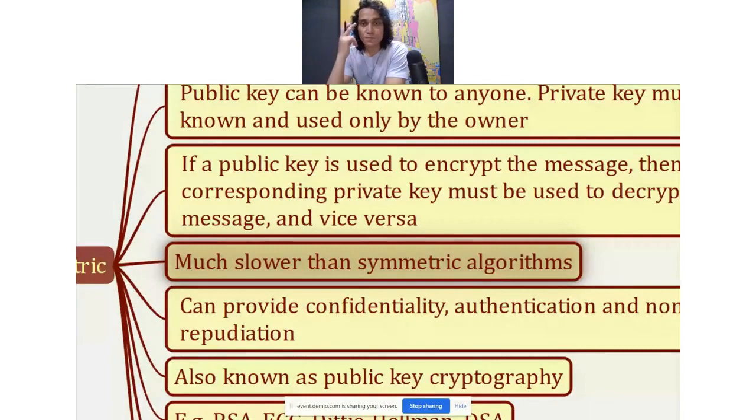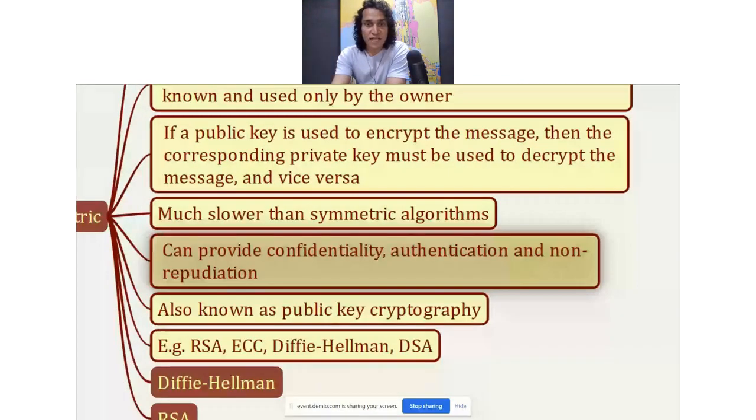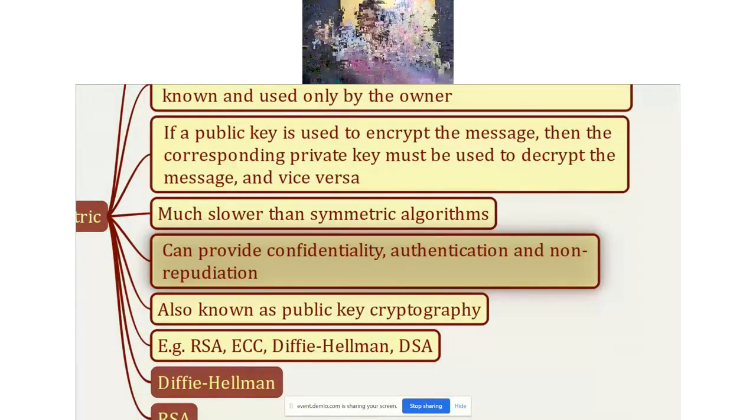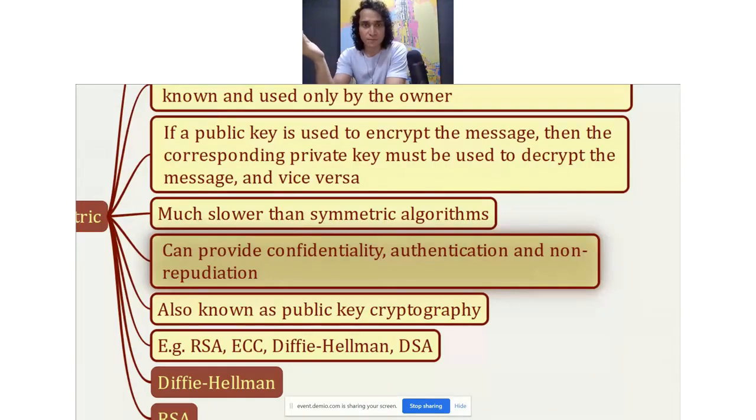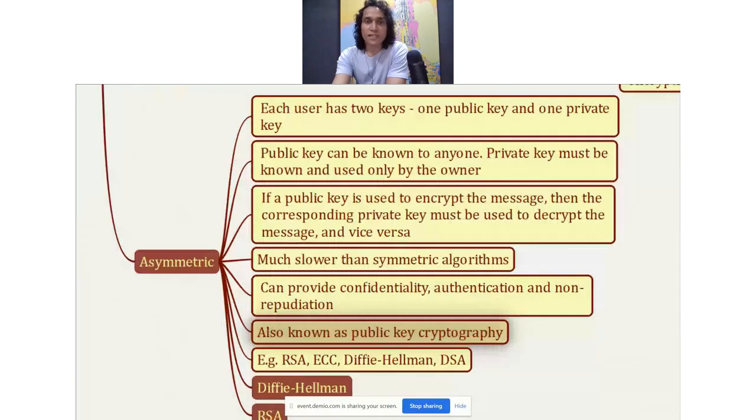All right. And they can provide you confidentiality as well as authentication and non-repudiation, as I just explained. Because if the sender sends something by encrypting the message with his own private key, then that will provide authentication and non-repudiation as well, right? Because nobody else could have sent that message by encrypting it with the private key, because nobody else has that private key. So it provides authentication and non-repudiation as well. All right. And it's also known as public key cryptography. So if you see the term public key cryptography, it means they are talking about asymmetric encryption.